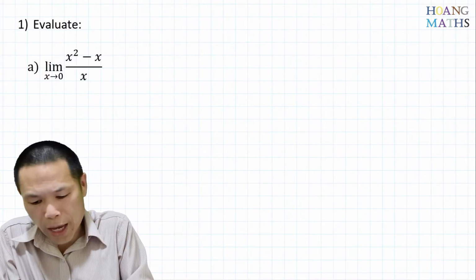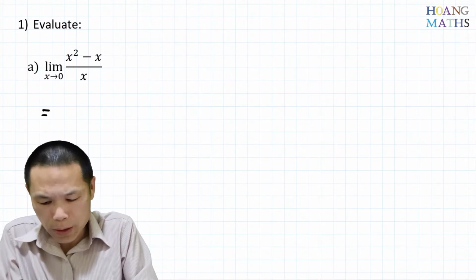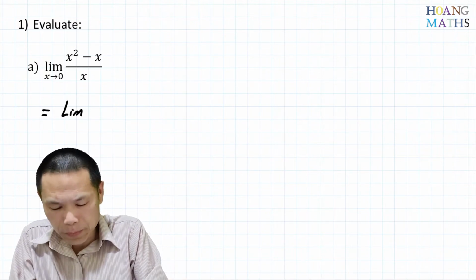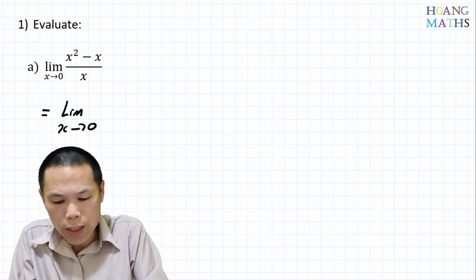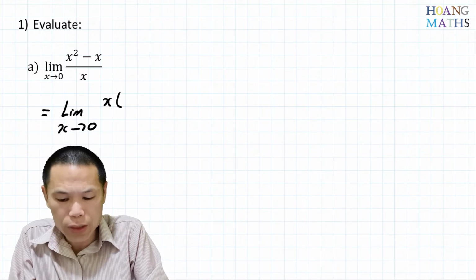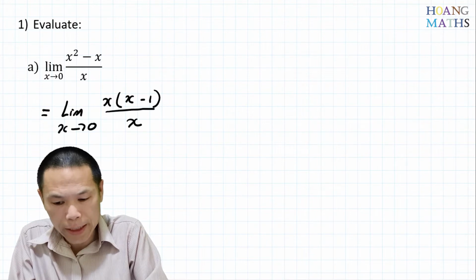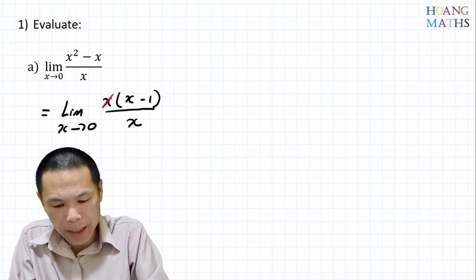So that is equal to the limit as x approaches 0. I take the common factor out, minus 1 over x, and we cancel this out.